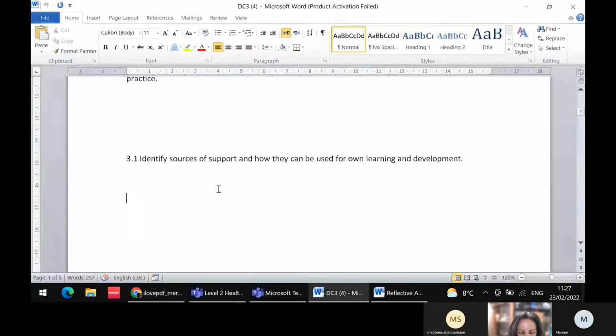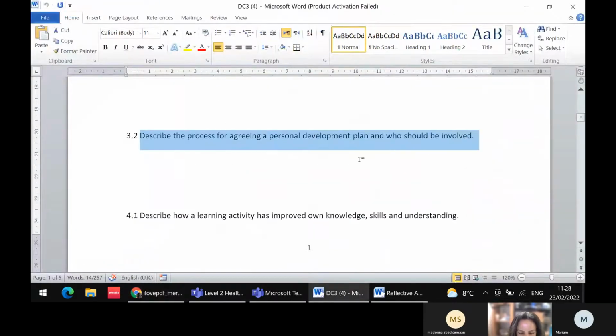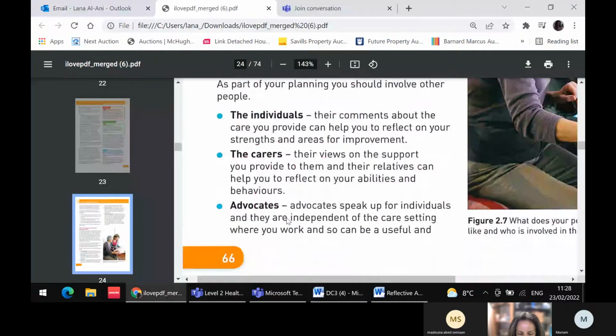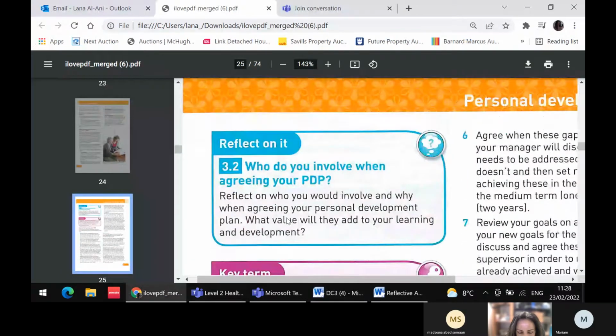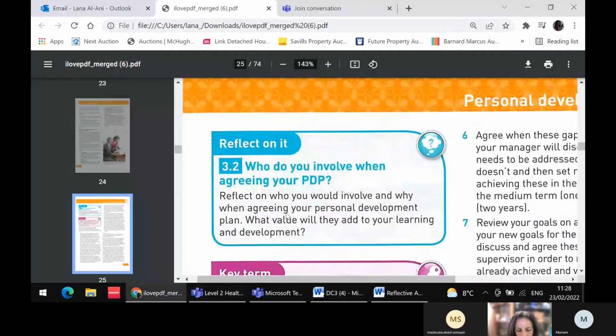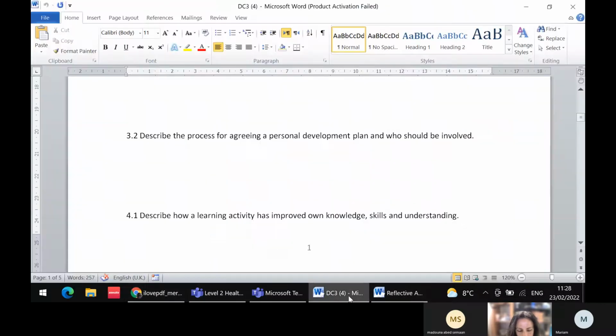So now, describe the process of agreeing a personal development plan and how you should be involved. That's 3.2. Let us go to 3.2. Okay, so here is the 3.2. Describe the process of agreeing on a personal development plan and who should be involved.